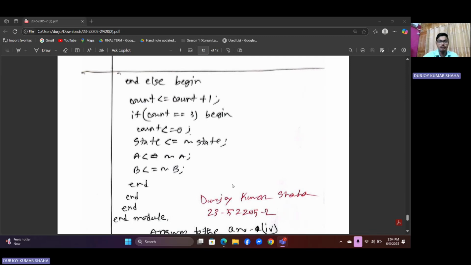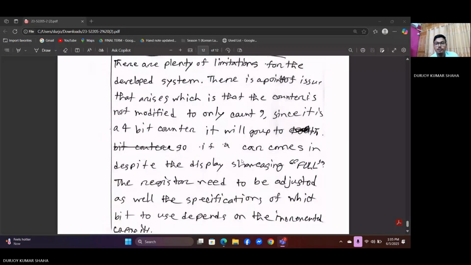Now, in the fourth question, we are going to talk about the limitations. There are plenty of limitations for the developed system. One issue that arises is that the counter is not modified to only count up to 9. Since it is a 4-bit counter, it will go up to 15.